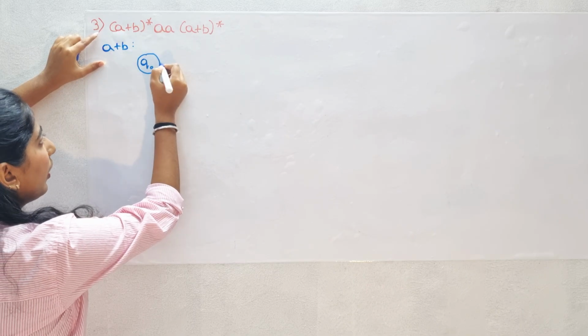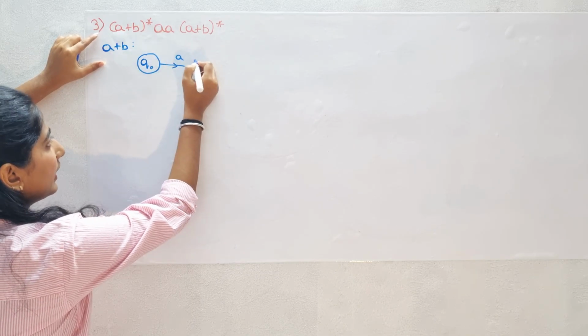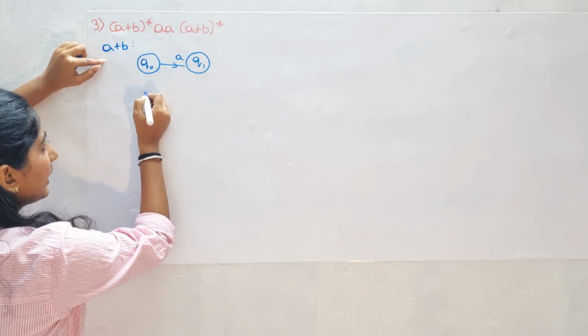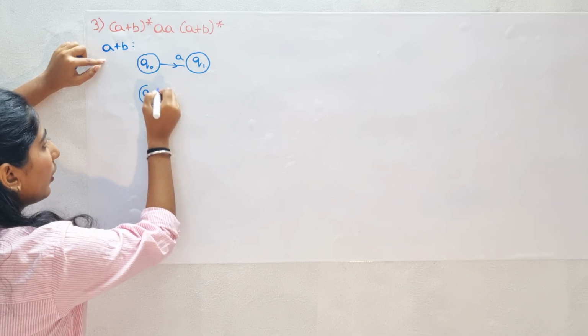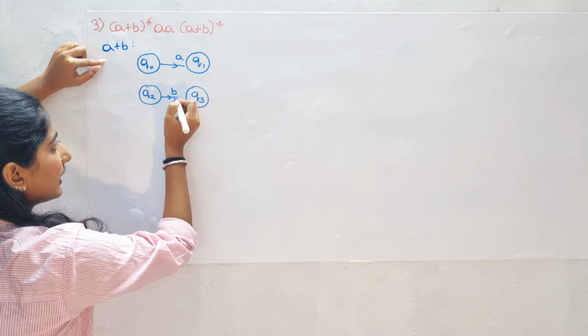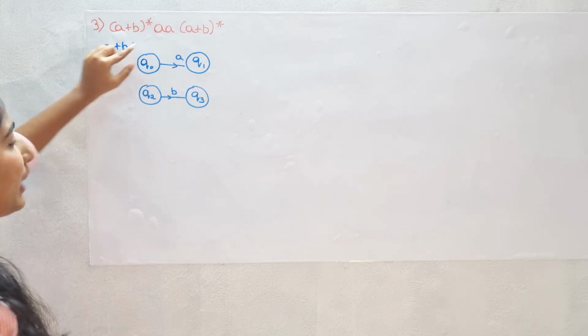q0 on a, it will be moving to q1. How to write b? q2 on b, it will be moving to q3. Right, now we have a plus b.